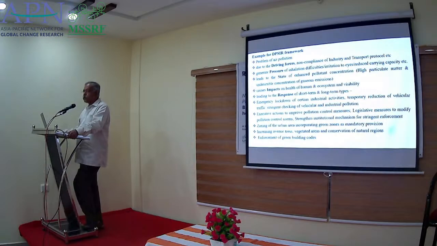Of course, Delhi is known for that. A lot of green zones have come up, and a lot of trees are being planted and nurtured, but that is not adequate in a place like that. Then increasing avenue trees, vegetated areas, and conservation of natural regions. Enforcement of green building codes, since construction also causes quite a lot of emission of particulate matter. So these are the sort of responses that they could plan and implement.